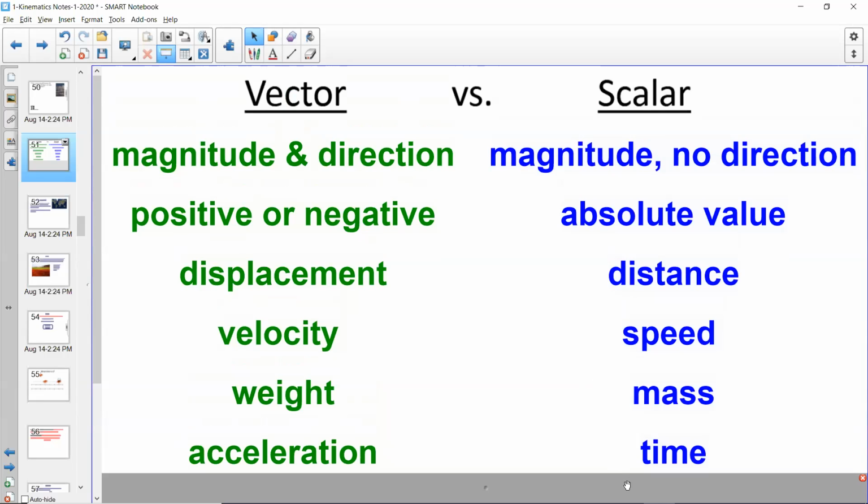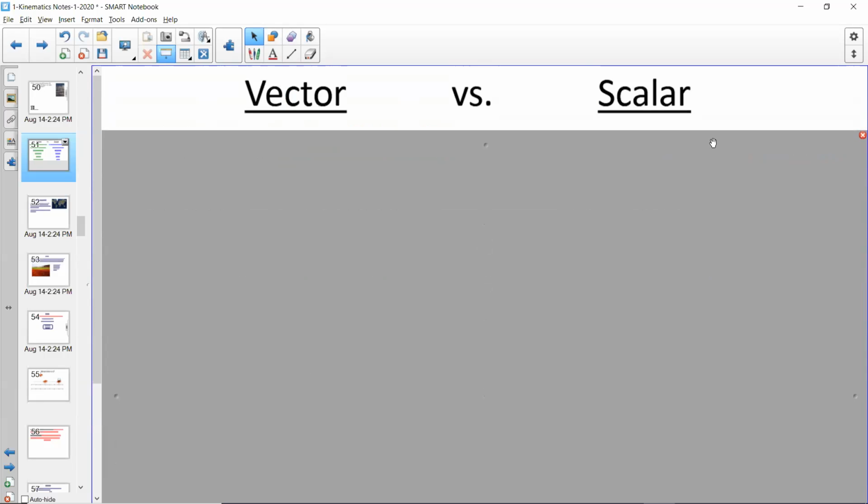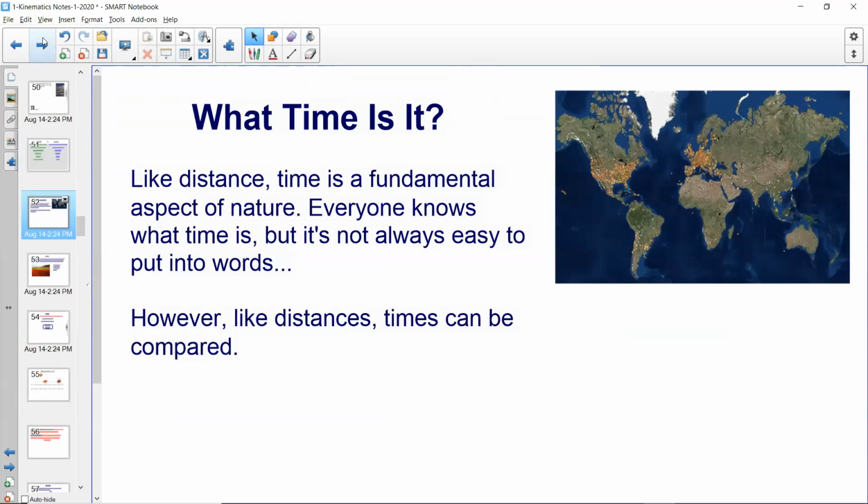All right, the next few slides will be a little bit quicker, just kind of passing through some conversation. So what time is it? Like distance, time is fundamental. Everyone kind of knows what it means, but it can be a little hard to define. We always feel like we want to use the word time to define time because it's so common, it's so fundamental, it's so understood.